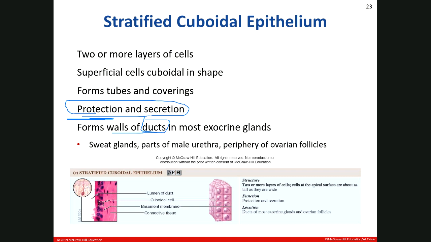We'll find this type of epithelium strongly associated with glands, specifically sweat glands. We'll find it in other areas too, like the male urethra, and you'll see it in much better detail when you do the reproductive chapter in 211. But the ovarian follicles, when you talk about parts of the ovary. You're going to see it in tubes, which are the ducts, and in the coverings of certain structures, like the covering around the egg in the ovary.